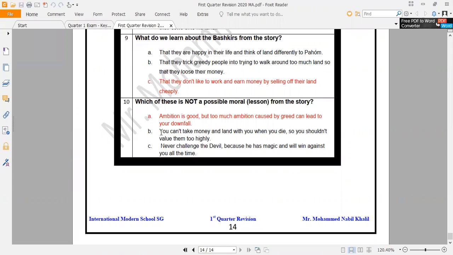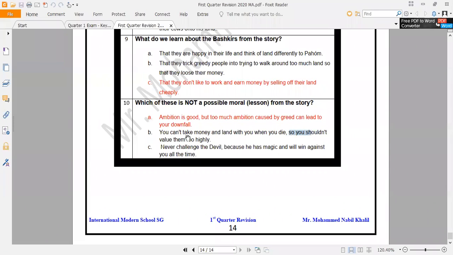We can learn from the story that you cannot take money and land with you when you die. Of course, that's when we learn that Pahom dies, and all the land that he needed was just a small place to be buried in. So you shouldn't value them too highly, because it's just land.